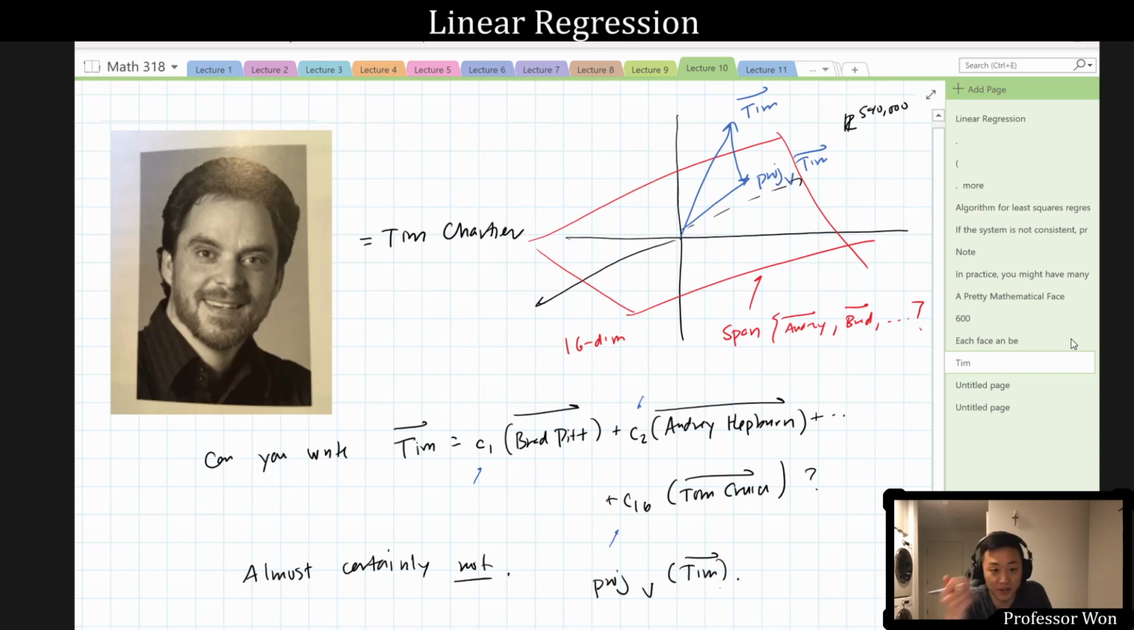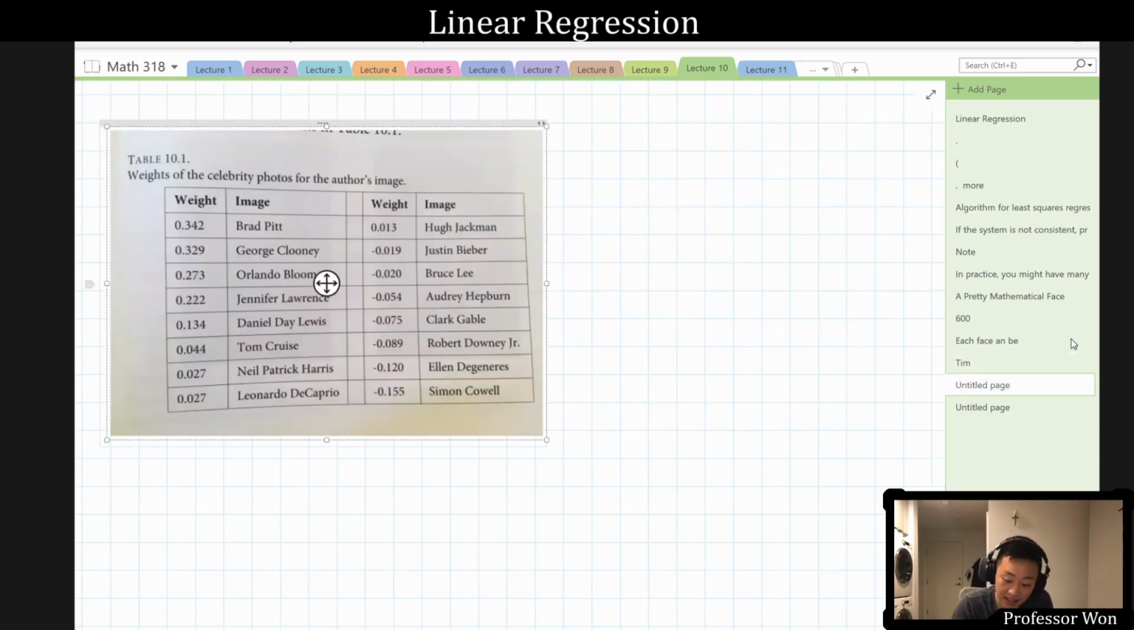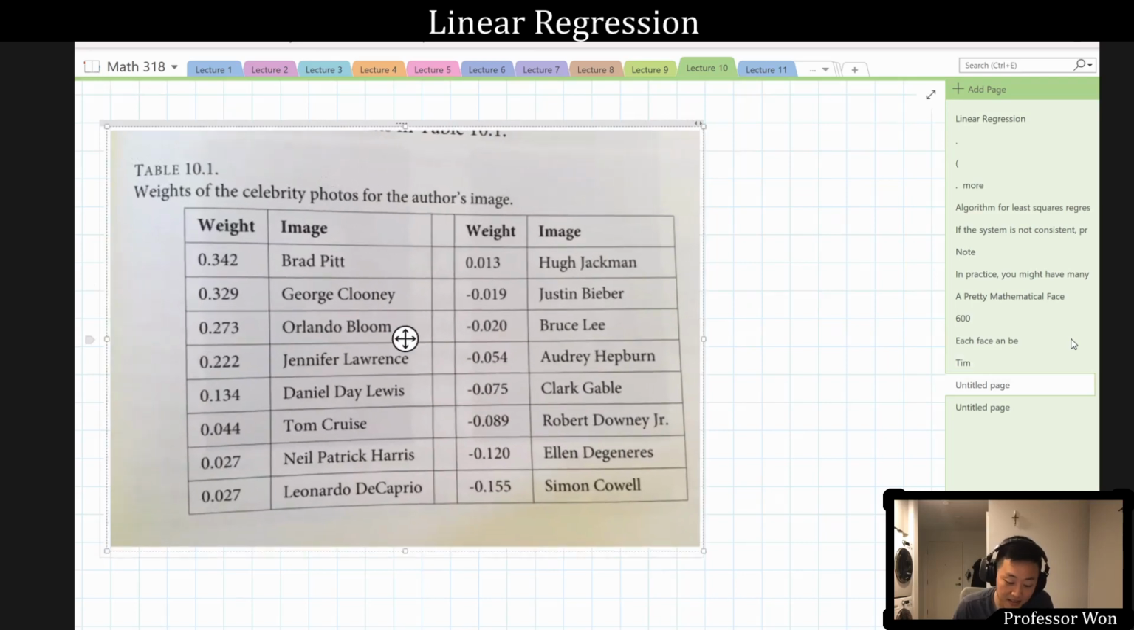Okay, and not only do I want to do this, Tim actually did it. So he got these coefficients. So, I mean, I guess you could say something like he looks the most like Brad Pitt and the least like Simon Cowell, maybe? That's not exactly what it's saying, but it does say that you should move the most in the Brad Pitt direction, right?